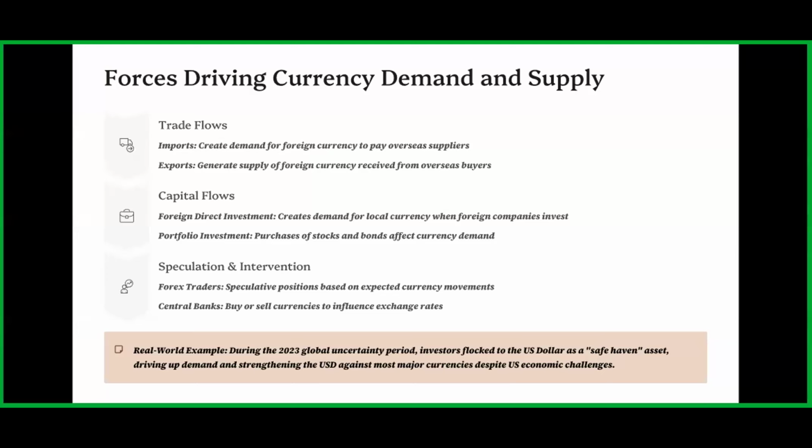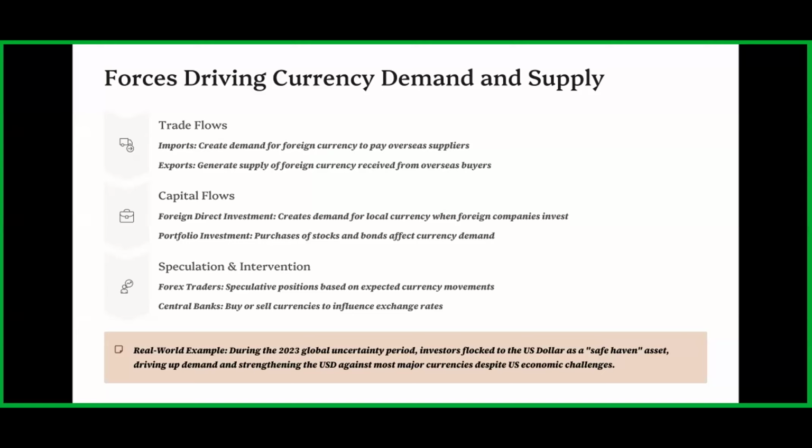This is how speculators create the demand and supply of the currency on the international level. For their profit, the speculators create the demand actually.